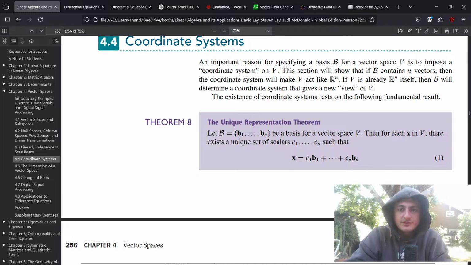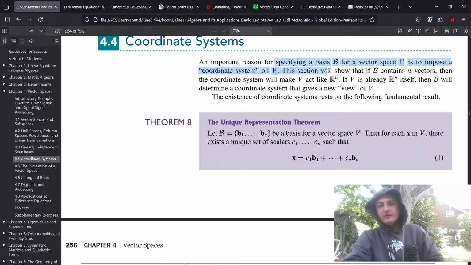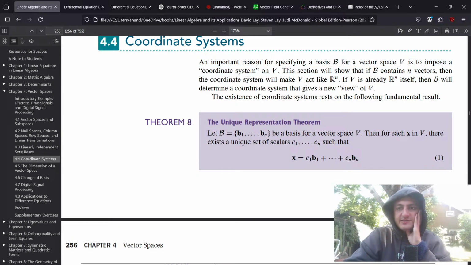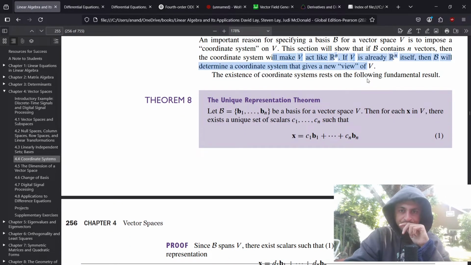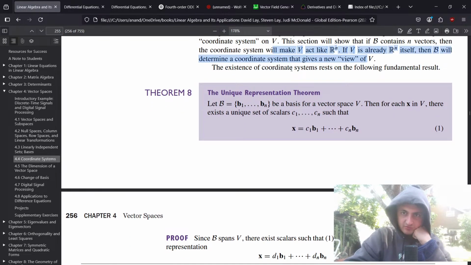Anyway, so an important reason for specifying a basis B for a vector space V is to impose a coordinate system. This section will show that if B contains n vectors, then the coordinate system will make V act like Rn. If V is already Rn itself, then B will determine a coordinate system that gives a new view of V. The existence of coordinate systems rests on the following fundamental result.